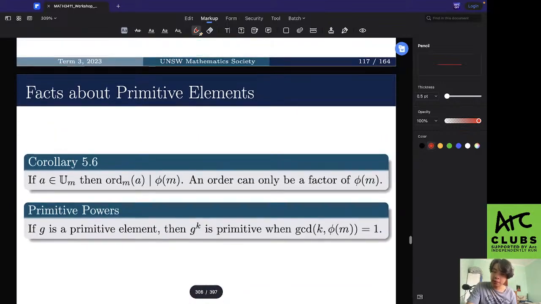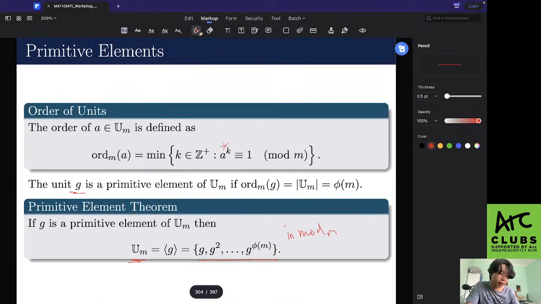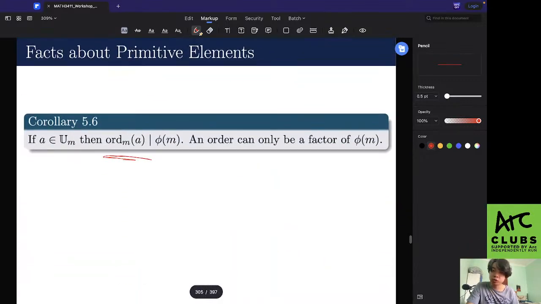We have some facts about primitive elements. The first one being, if a is a unit, then the order is a factor of phi m, which means that when we're trying to find out what the order might be, rather than having to try out every single number in the k spot, we can actually just try out k which is a factor of phi m, which drastically reduces the number of choices that we have.